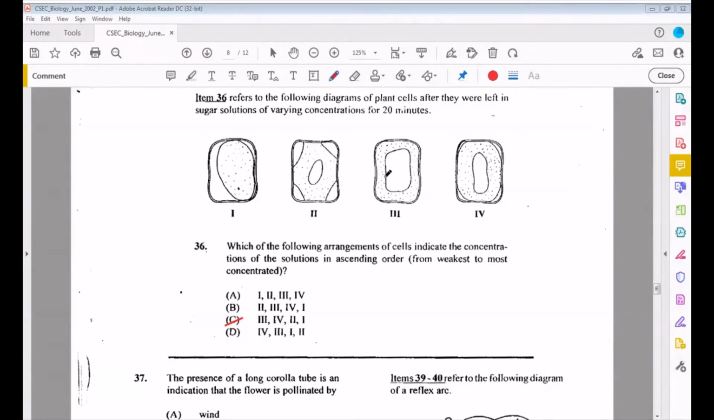So 3 would be the weakest concentration of the sugar solution because we don't have much water leaving from the cell. You're not seeing much evidence of that. So, for all we know, that may be somewhat of an isotonic solution where what is coming in is the same amount that is leaving. The next would be 4. So, we're now starting to see, if you look at the corners, then 2 and 1 is the most evident. So this would be in the most concentrated solution where we have a lot of water leaving from inside of the cell to go outside into the concentrated area.